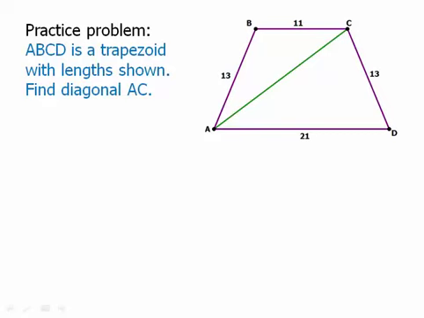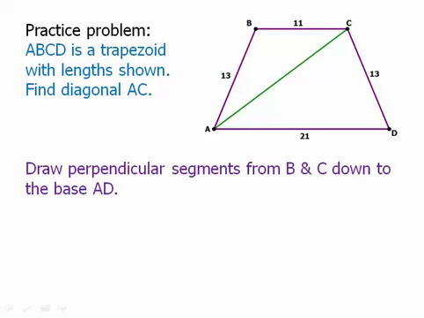Essentially, we're going to be working our way up to the Pythagorean theorem. As a general rule, in any geometry problem where you're asked to find the length of a slanted line, chances are very, very good that the Pythagorean theorem is hidden somewhere in that problem. And your job is to just figure out how to use the Pythagorean theorem. That's a really big idea. So here what we're going to do is draw perpendicular segments from BC down to the base.